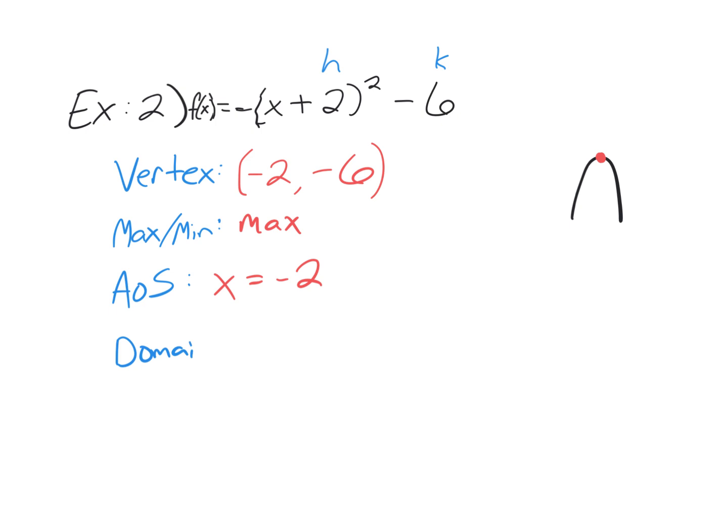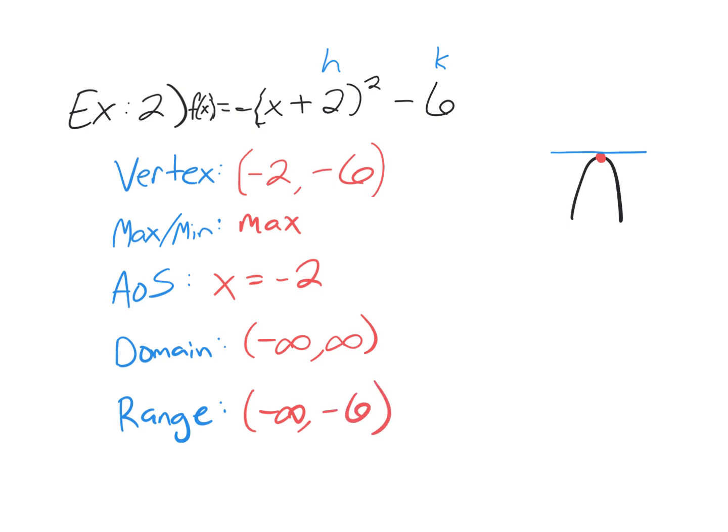What's after AOS? Domain. What's always going to be the domain? Negative infinity to infinity. What's after domain? Range. Lowest y is what? Careful. What's my lowest y? Look at our picture here. Yep, it is negative infinity. And then what's my highest? Negative 6. Yep. Remember, our lowest is here. Our highest is here.